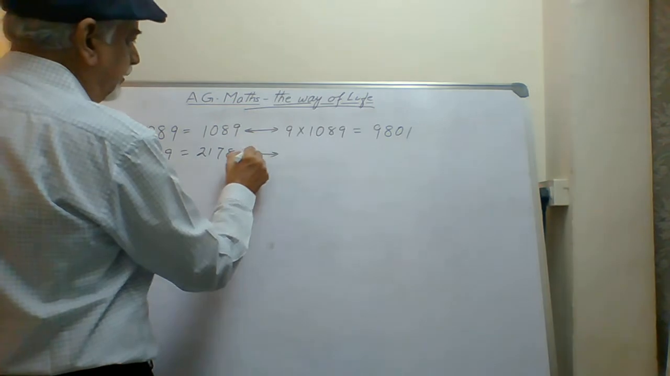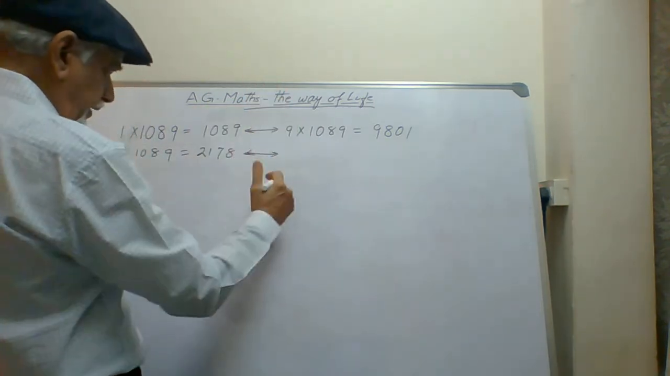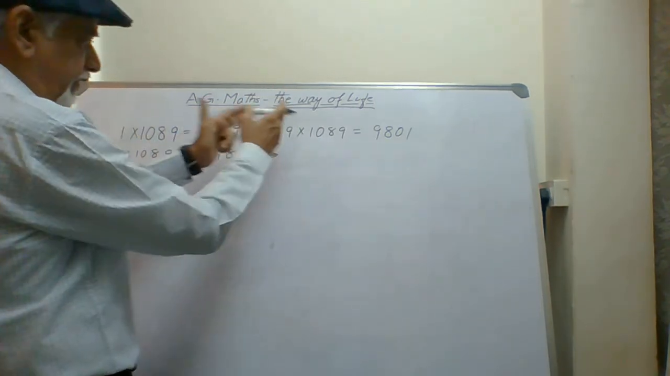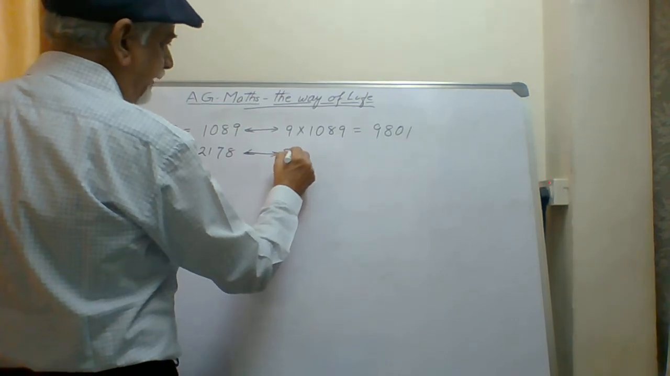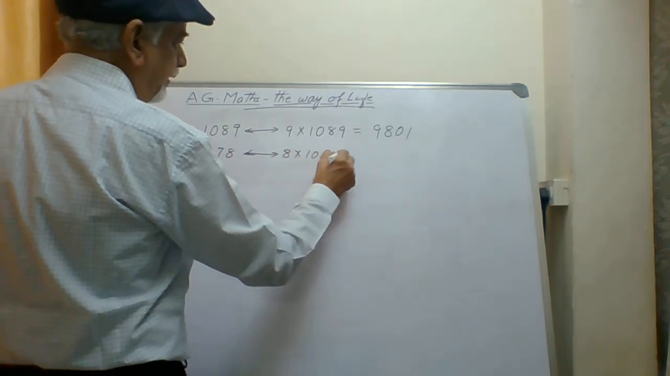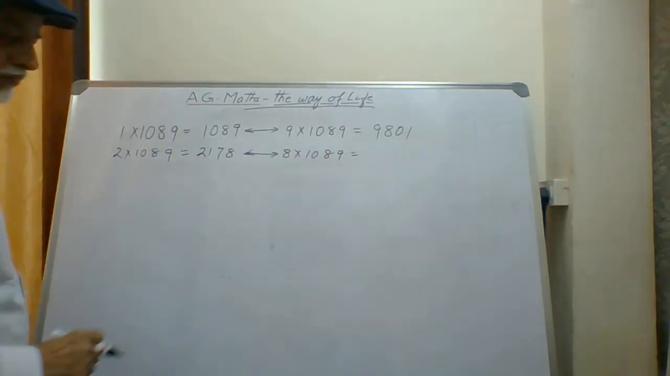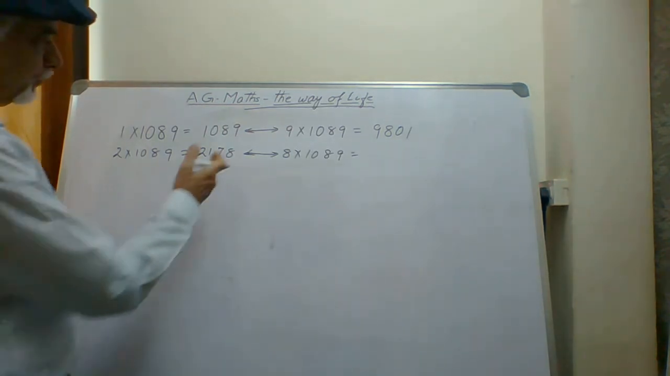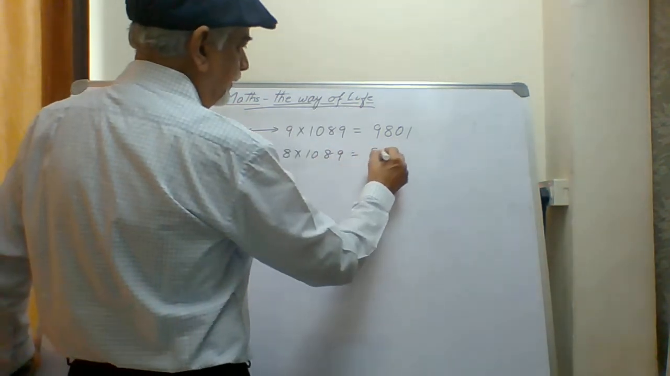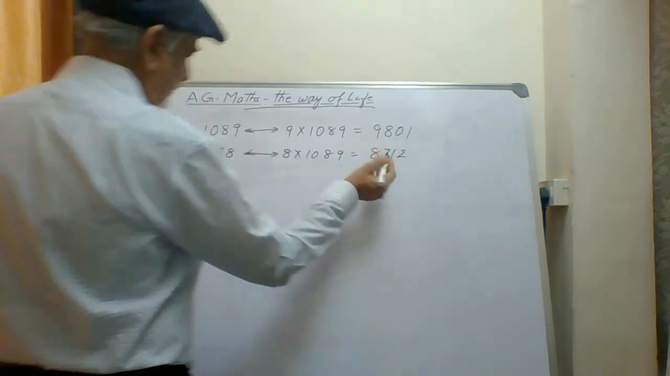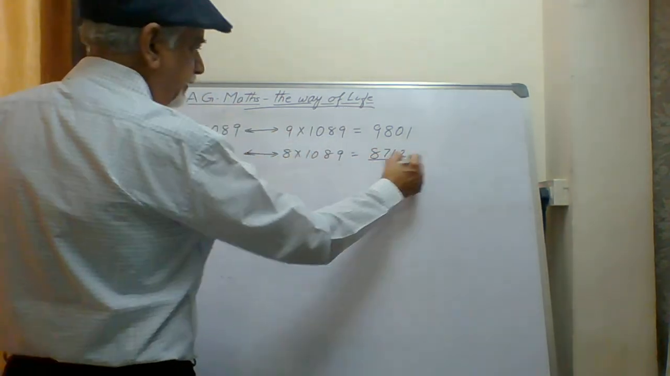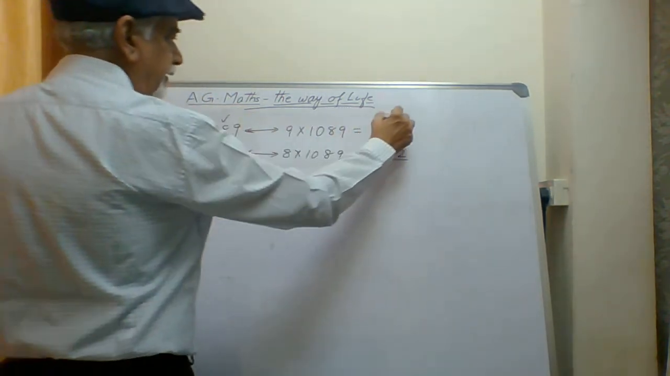And again, instead of 9, now I will come down. This side I am increasing, this side I am decreasing. Now it is 8 times 1089 and the value will be 8712. Just the reverse of this. See the fun. This all gets reversed. This and this get a relation.